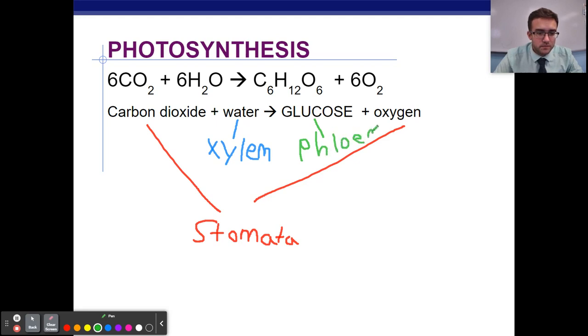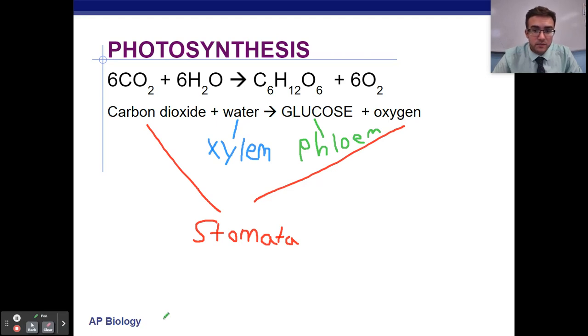All right. So carbon dioxide and oxygen get regulated through the stomata. Water gets brought into the plant via the roots and via the xylem, and then glucose leaves the plant through the phloem. The xylem and phloem make up the central vein. In fact, sap from a tree is basically just sugar water. It's water going up into the leaves, and the sugar part, the glucose part, coming down out of the leaf.